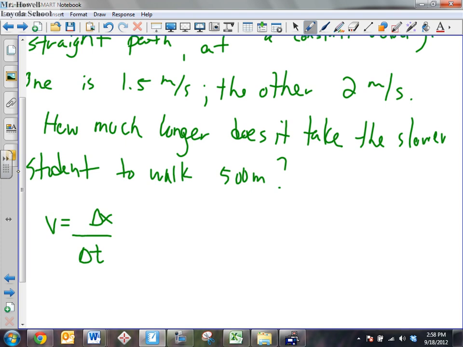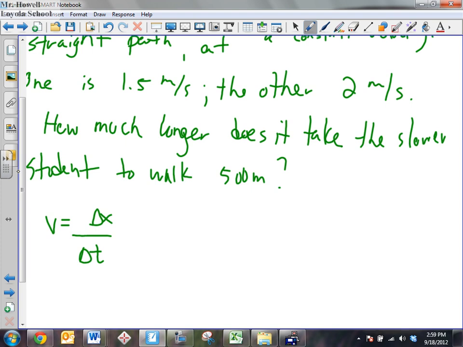Now, we have two students. One of them, again, is walking slower than the other. So clearly one of them will get there first. Agreed? Yes. Now, the question becomes, how much longer does it take one student to get there than the other? So what are we looking for in this problem? What quantity? Are we looking for velocity, displacement, or time? Time. Okay? How many different times are we going to solve for? Emmett? Two. One student's time it takes, the other student's time it takes.